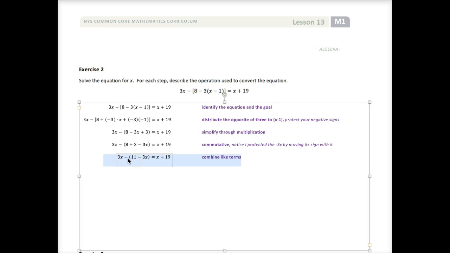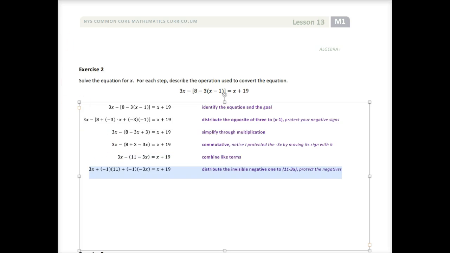Now I still have this negative I need to get out of my hair, but it's really not as bad as it was. So let's go ahead and distribute the negative. And remember, that's an invisible -1 that's poking in front, so I need to preserve that. Again, -1 times 11, -1 times -3x. Here it is. And I've distributed it, protecting my negatives.